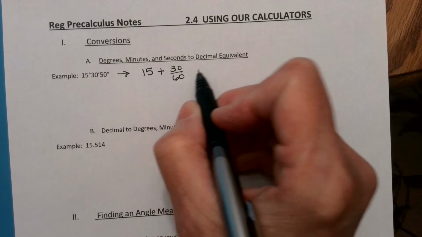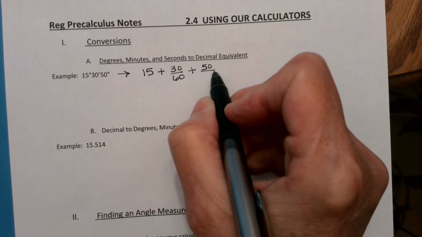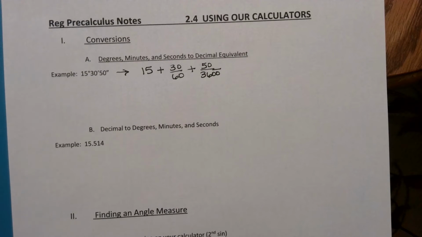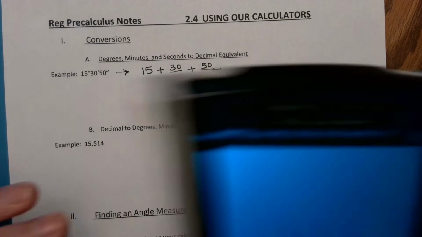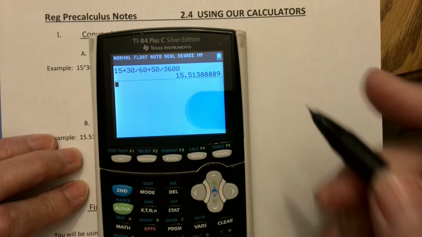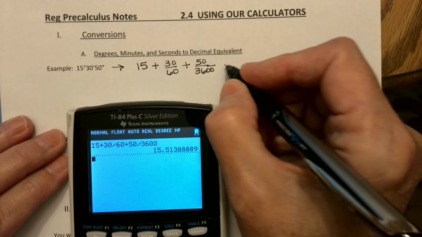So this part stays the same. And then the seconds, you put that over 3,600. Okay, then you're just going to put that in your calculator. So you're going to do 15 plus 30 divided by 60 plus 50 divided by 3,600. And you get 15.514, and we're going to round to the third decimal.